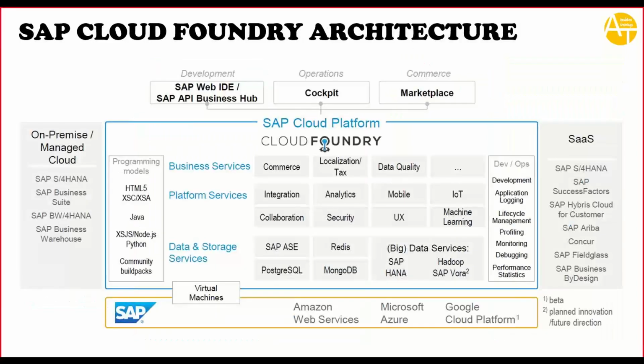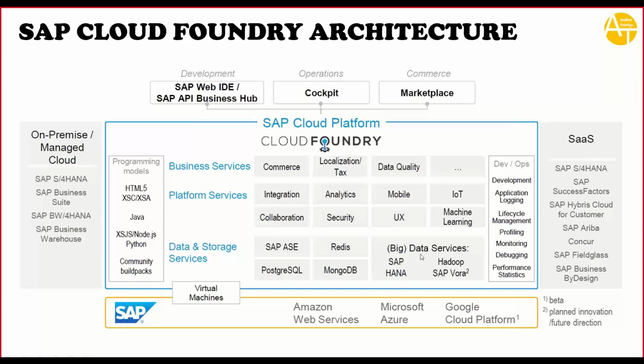Okay. So now let's look at the broad architecture for SAP BTP platform with Cloud Foundry. Obviously the base is Cloud Foundry. This is the open source definition for platform as a service. It comes with a lot of free features like ASE database, Postgre database, MongoDB, Redis. These are all the features which come out of the box from Cloud Foundry.